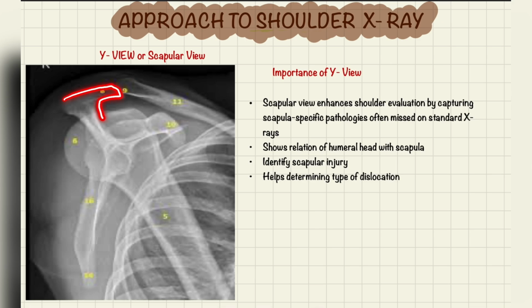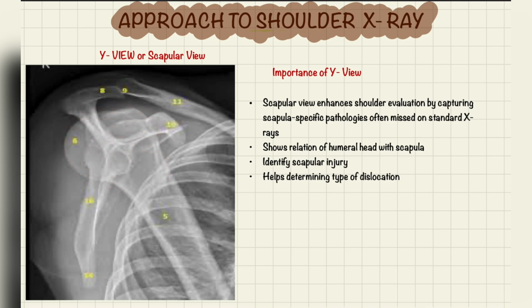Now this is the acromion process and this is the coracoid process. Now I'm marking the clavicle and this is the cortical line of the humerus.